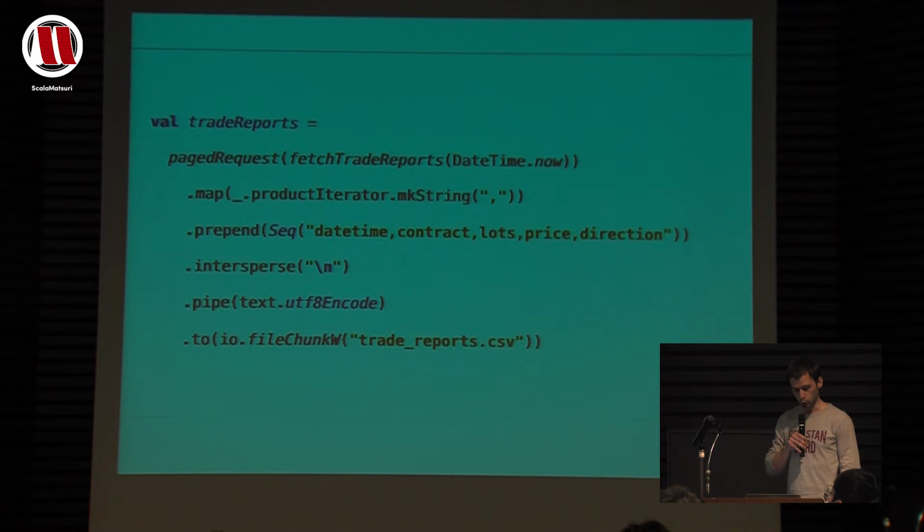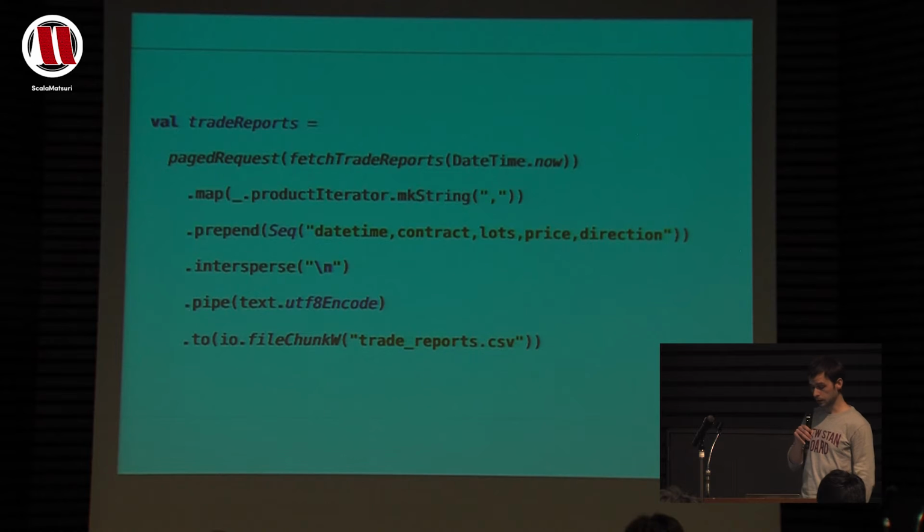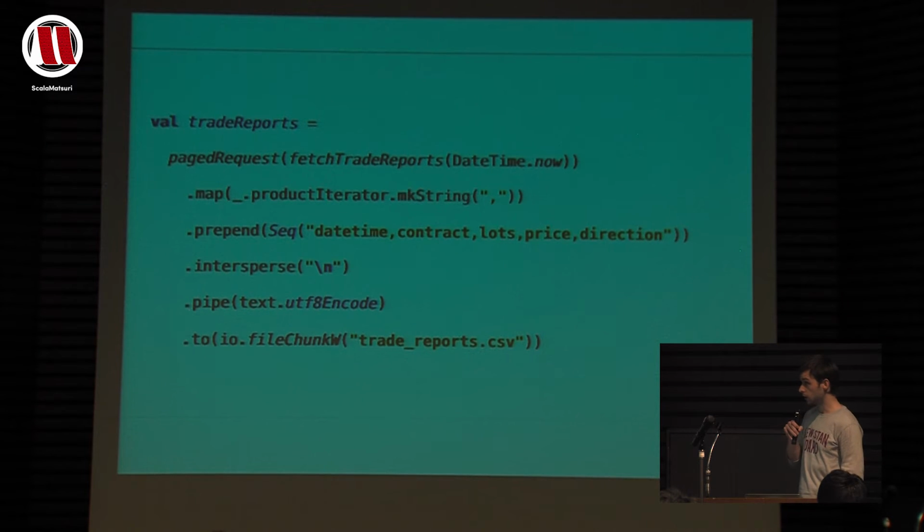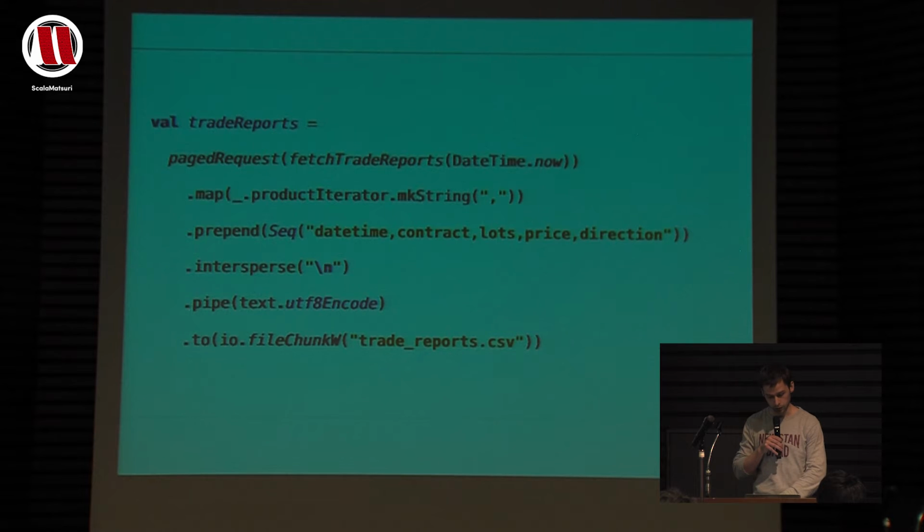of trade reports. And trade reports is a case class, so because we have to deal with a clumsy CSV structure, we have to somehow put the comma in between. We also have to add a heading line with date time, etc., so that our dear traders know what we actually wrote. We have to add a new line in between. And finally, we encode it into UTF-8 and we write it out line by line to a file called tradereports.csv.